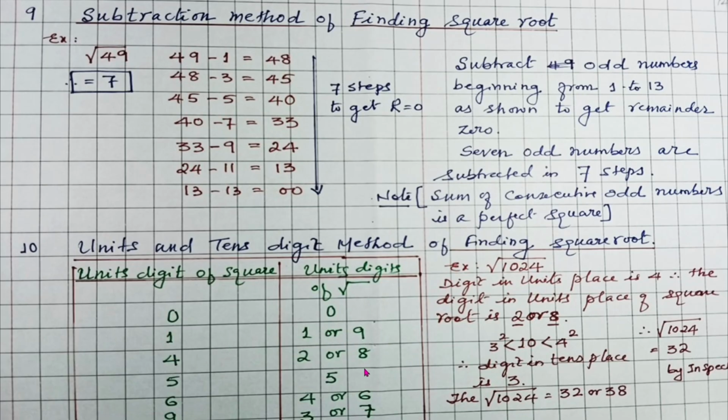If it is 4, it will be 2 or 8. If it is 5, it is 5. If it is 6, it is 4 or 6. And 9, it is 3 or 7. And this can be understood very easily.